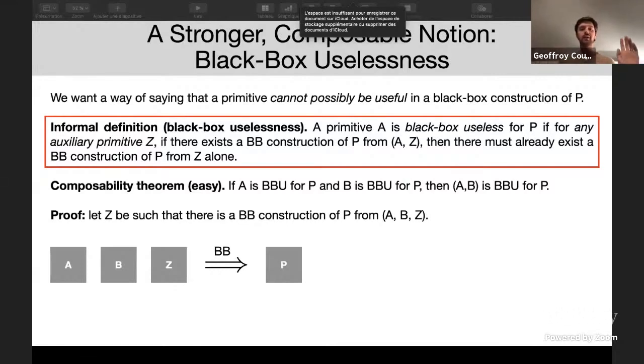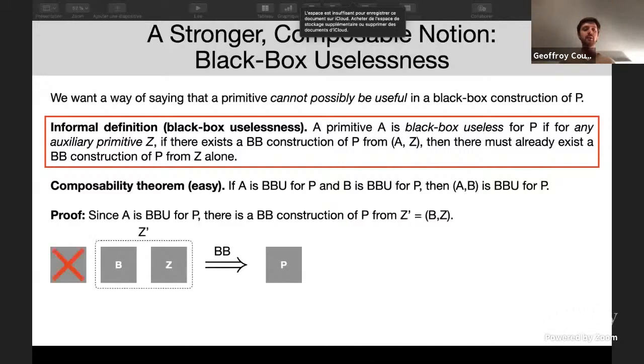If we have black box uselessness, then we have a natural and easy composition theorem, which says that if A is black box useless for P and B is black box useless for P, then the joint primitive AB has to be black box useless for P as well. Why? Because since A is black box useless for P, if we have a construction from ABZ, we can remove A, seeing BZ as the auxiliary primitive Z prime, and then we can apply the black box uselessness of B to remove B, which proves the black box uselessness of the joint primitive.